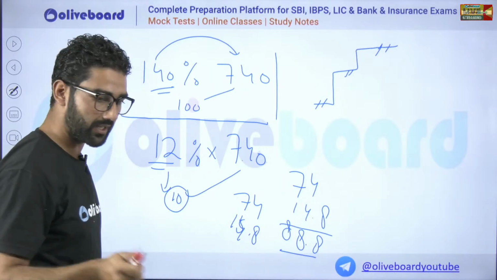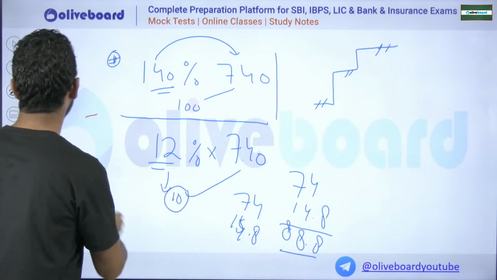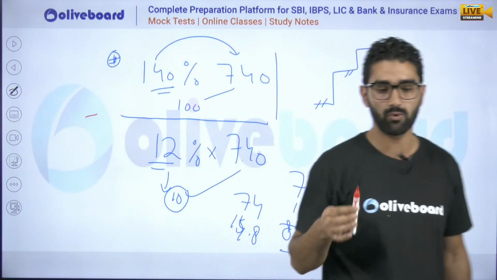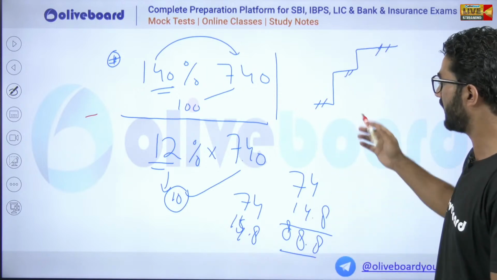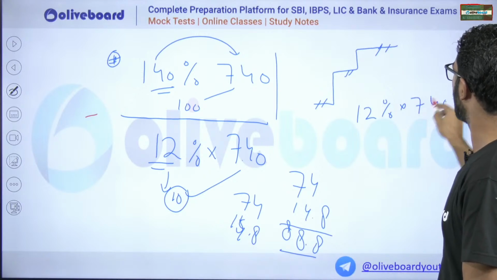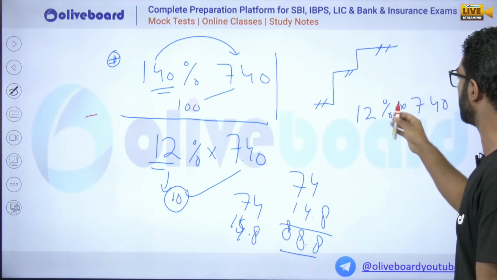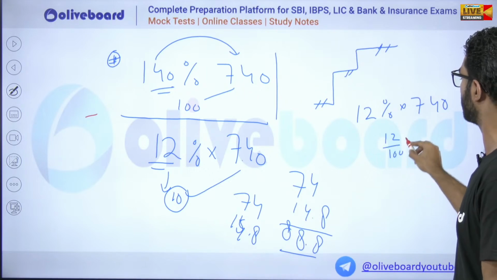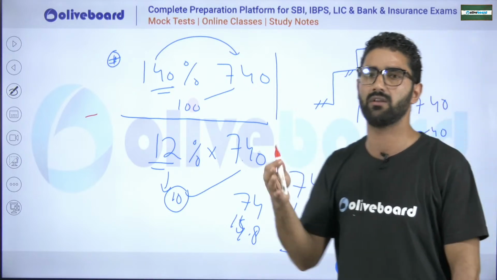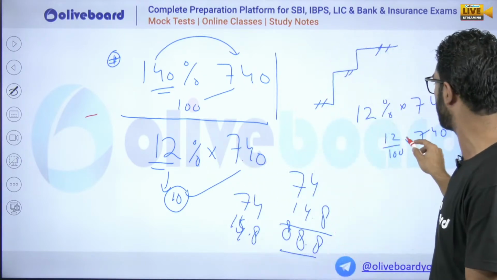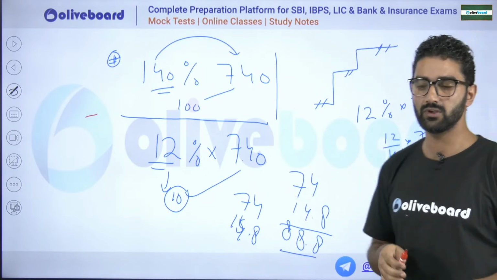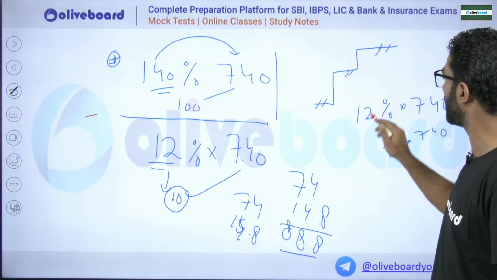Repeat, sir? Okay, I am repeating this again, no problem. If you are going to calculate the percentile value of any number, for example 12 percentile of 740, it is quite obvious you can do 12 upon 100 multiplied by 740, but it will take time. We don't have so much time, we have only 20 or 30 seconds for a question of moderate level. So I am giving you this trick.